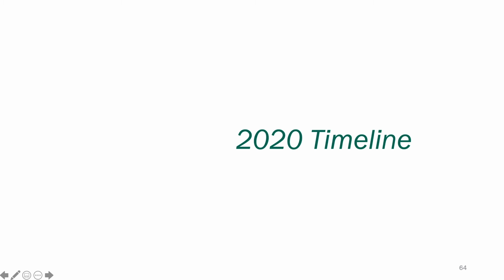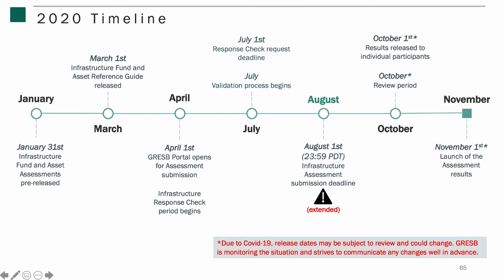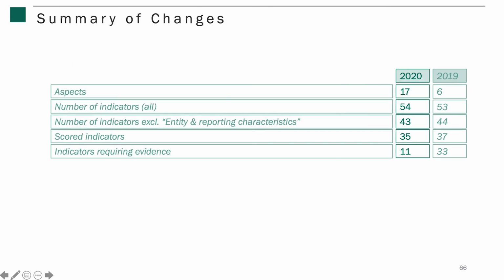And finally, let's take a look at the 2020 timeline. The assessment portal will be open from April 1st to August 1st, midnight Pacific Daylight Time. Note that we have extended the deadline in 2020, and other dates may change in the future. We are monitoring the situation around COVID-19 and will communicate any further amendments to the timeline well in advance.